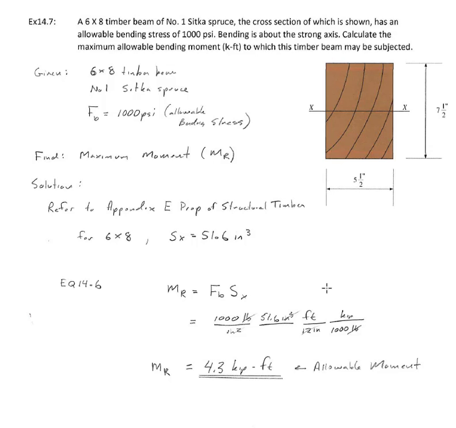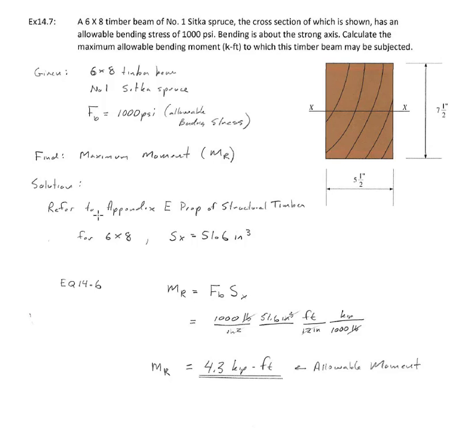Example 14.7 was just talking about finding what our maximum allowable moment would be based on a maximum allowable bending stress. So in this case, we have a 6x8 timber pine. Our maximum allowable bending stress is 1,000 psi. So therefore, find the maximum moment.